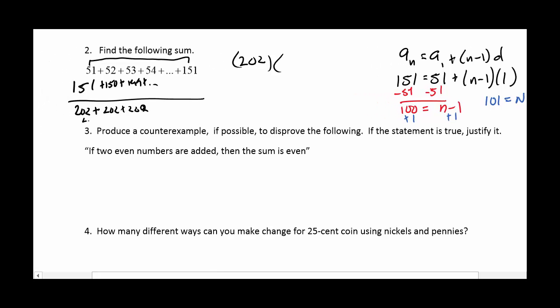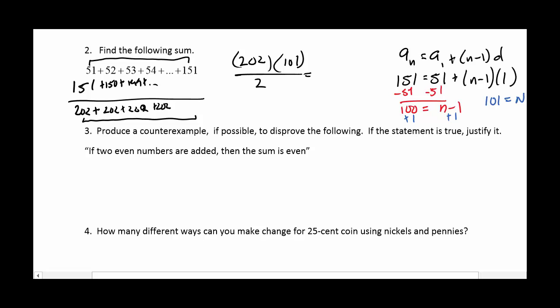Now let me come back over here. So what we have then is 202 plus 202 plus, so we have a bunch of these 202s. How many 202s do we have? We have 101 of them. And remember, I wanted to know 51 to 151 by itself. I ended up adding that twice. And so I actually have twice as much as what I want.